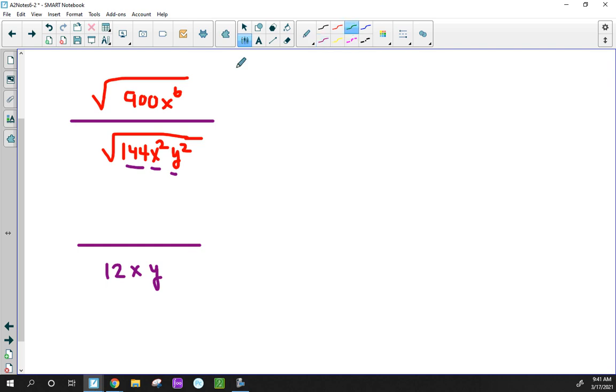And then you go back to the top, the square root of 900, and you have to decide, first of all, is that a perfect square? And if it's not, what perfect square divides into 900? So I would just type in the square root of 900 on my calculator, and when you do, you actually get a nice whole number. So that means 900 is a perfect square. It's 30 times 30. And then we definitely can do the square root of x to the 6. 6 divided by 2 is x to the third.